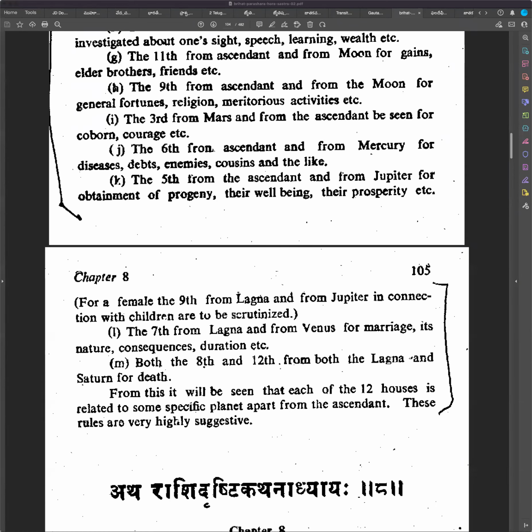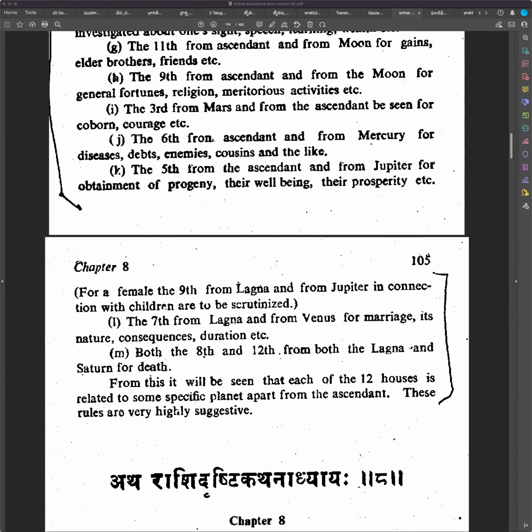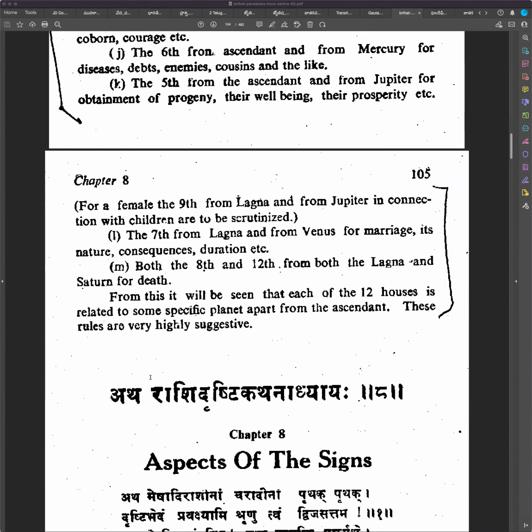The 5th from the ascendant and from Jupiter for obtainment of progeny, their well-being, their prosperity, etc. For a female, the 9th from Lagna and from Jupiter in connection with children are to be scrutinized. The 7th from Lagna and from Venus for marriage, its nature, consequences, duration, etc. Both the 8th and 12th from both Lagna and Saturn for death.